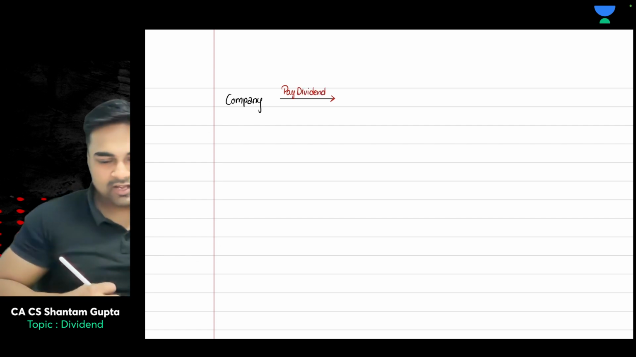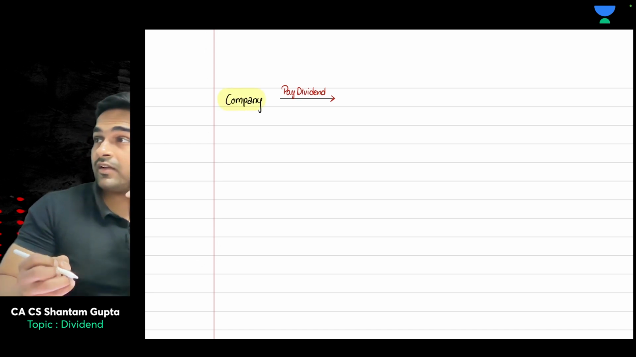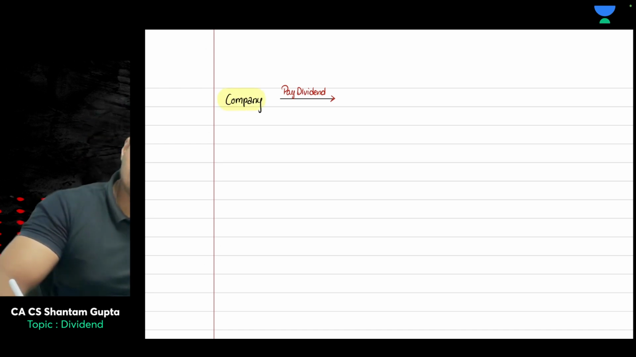Okay. That means now see one small drawing diagram. Company is here. Company will do what? Company will pay dividend. Company will pay dividend. Okay. Who will the company pay dividend to, guys?